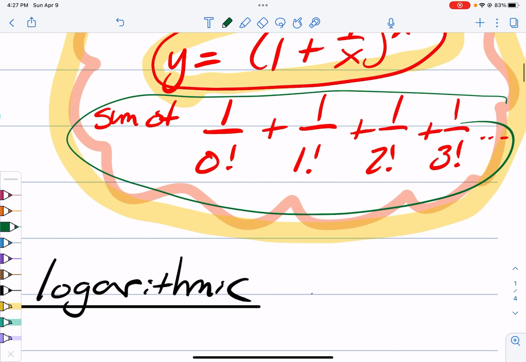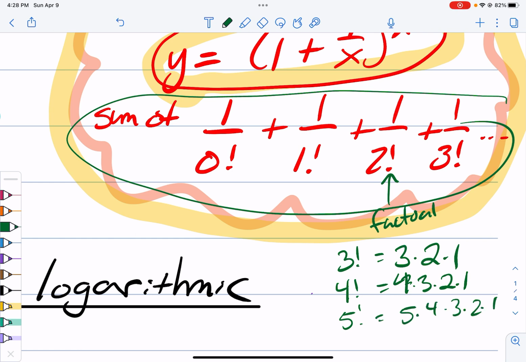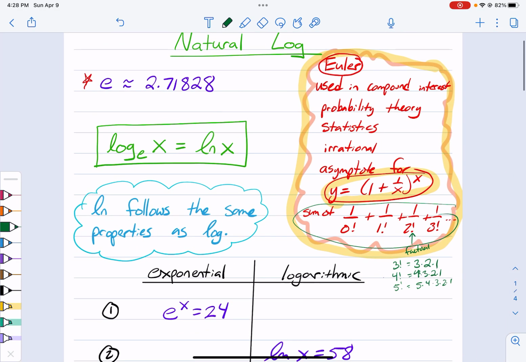Now, really quickly, this is called a factorial. So 3 factorial is 3 times 2 times 1. 4 factorial is calculated by going 4 times 3 times 2 times 1. 5 factorial is 5 times 4 times 3 times 2 times 1, and so on. I think you can figure out that pattern. But if you take that interesting sum, it also approaches e.